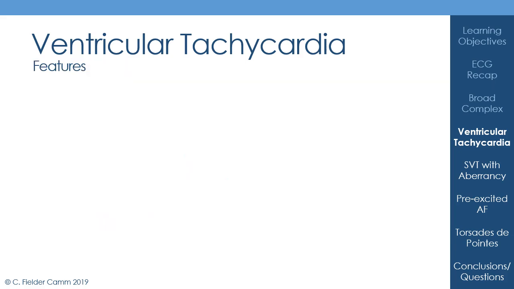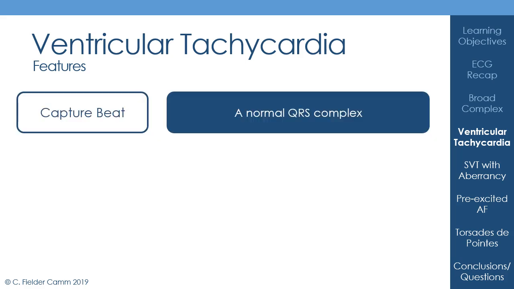So what are the features that would make you think a broad complex tachycardia was ventricular tachycardia? Well, there are a number of them, but the sort of three cardinal features that we're told to look out for are as follows. So one is the presence of capture beats. And this is the idea that you see a normal QRS complex within the run of ventricular tachycardia. And I'll explain how they come about in a second.